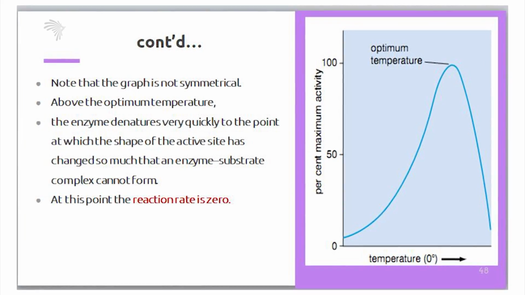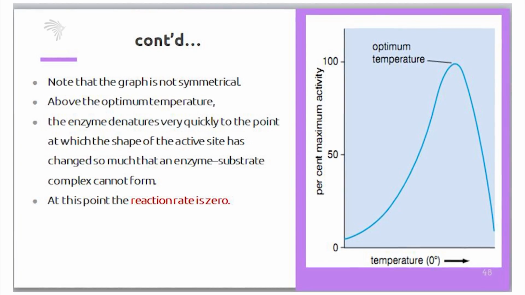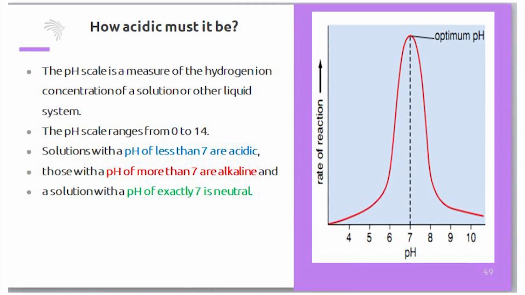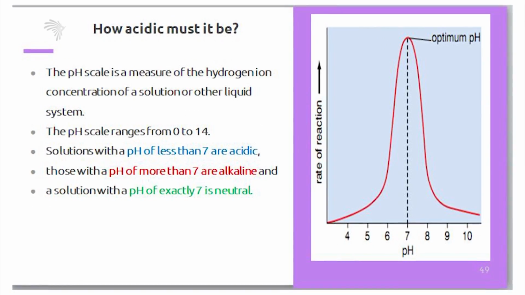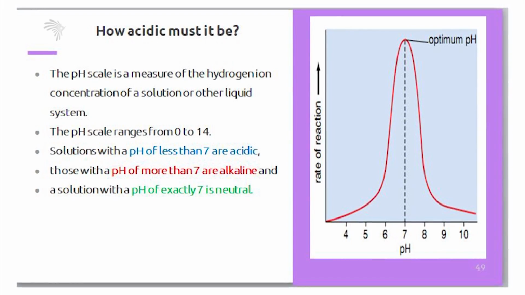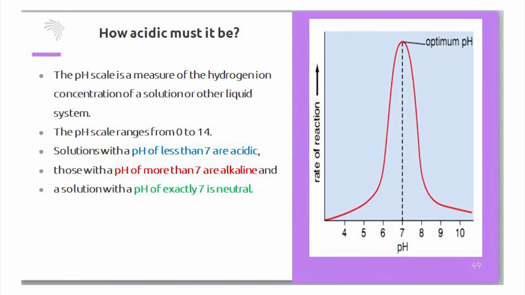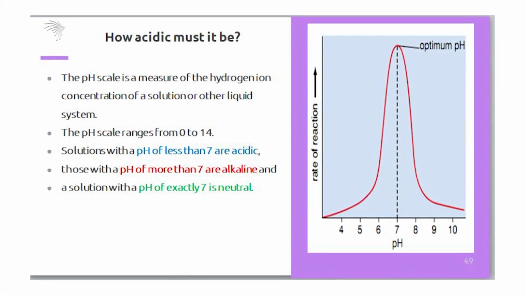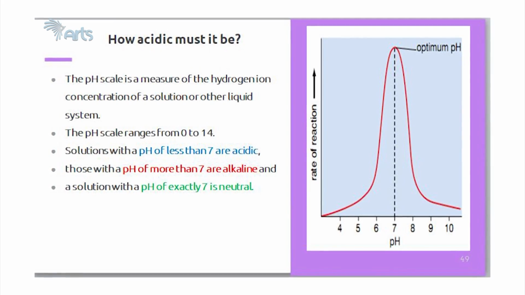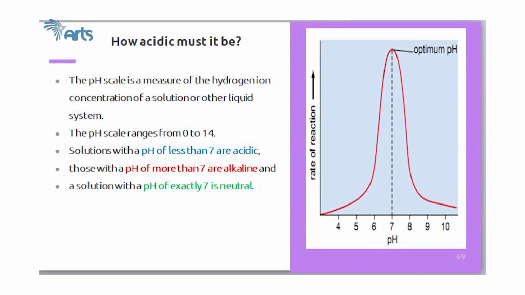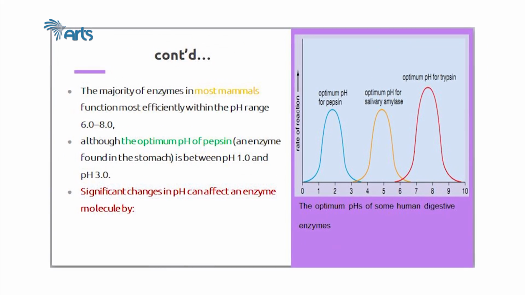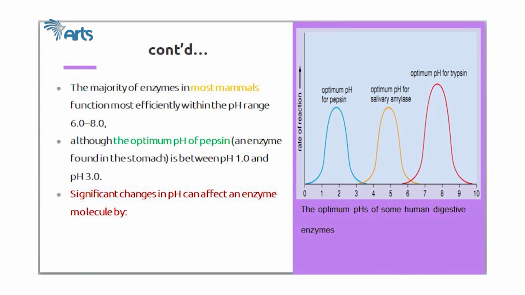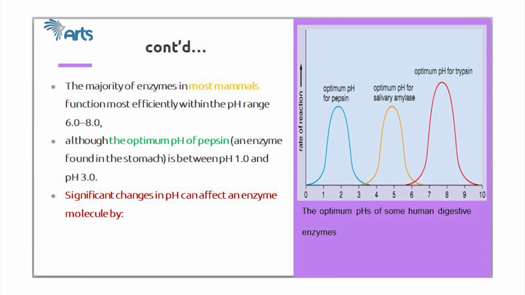B. pH is another factor affecting the activity of enzymes. The pH scale is a measure of the hydrogen ion concentration of a solution or other liquid system. The pH scale ranges from 0 to 14. Solutions with a pH of less than 7 are acidic. Those with a pH of more than 7 are alkaline. A solution with a pH of exactly 7 is neutral. The majority of enzymes in most mammals function most effectively in a pH range from 6 to 8.